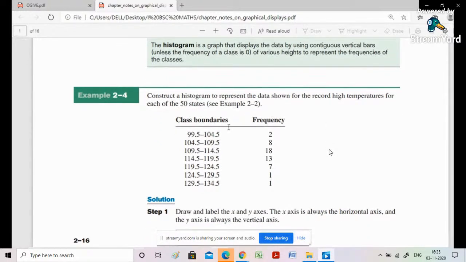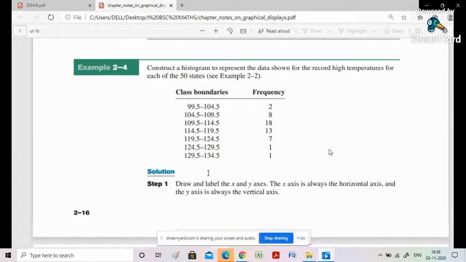Okay, there are 50 states, and this is the example from a country, and I have 56. Anyway, it is not given here which country is present. This is the range of temperature, 99.5 to 104.5. There are two states having that temperature, and 104.5 to 109.5 is the next class, and so on. Similarly, you can see this data.